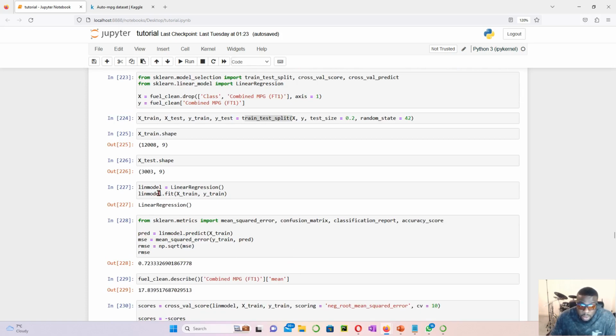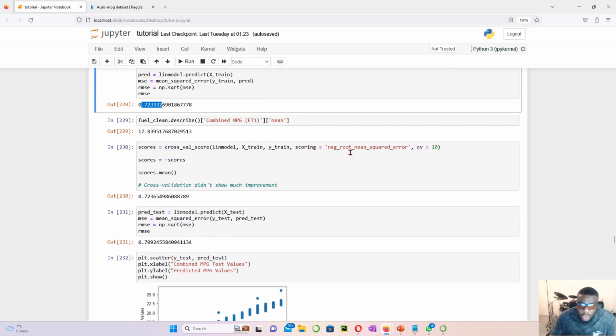So as you can see here, I fit my lin model, so I call linear regression, and I fit it to my training set. And then I use my model to predict the training set to see how close the model works, right? And then using NumPy, I do the square root of the mean squared error, and I get 0.72. The lower this number, the better.